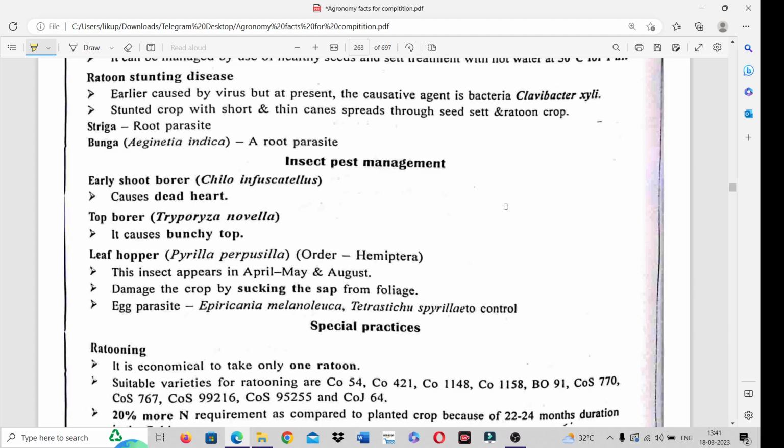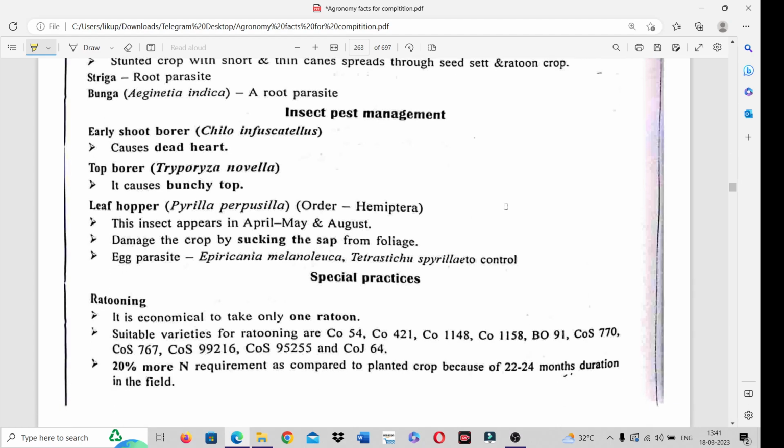Leaf hopper is Pyrilla perpusilla, order Hemiptera. This insect appears in April to May and August. It damages the crop by sucking sap from the foliage. The egg parasite is Epiricania melanoleuca.